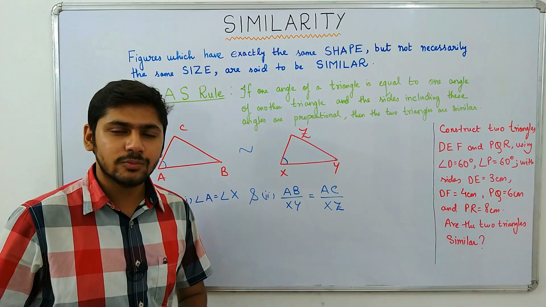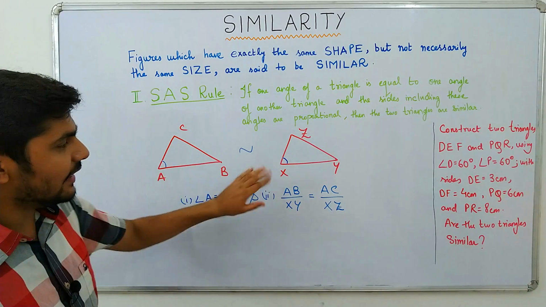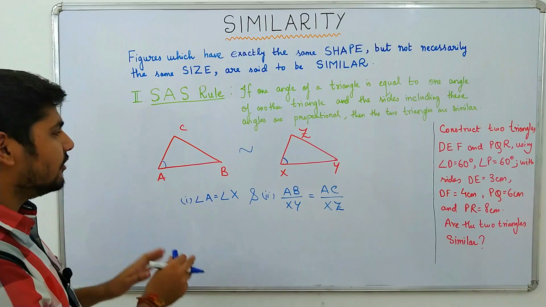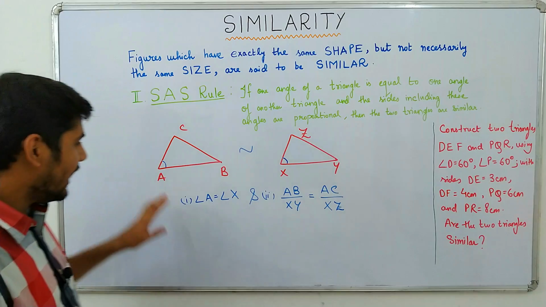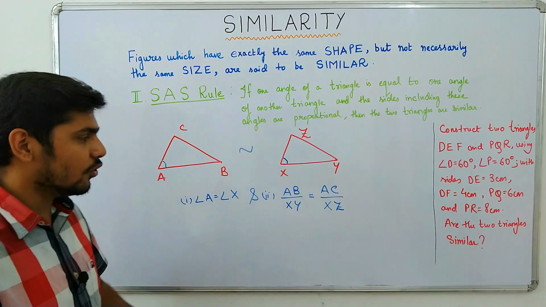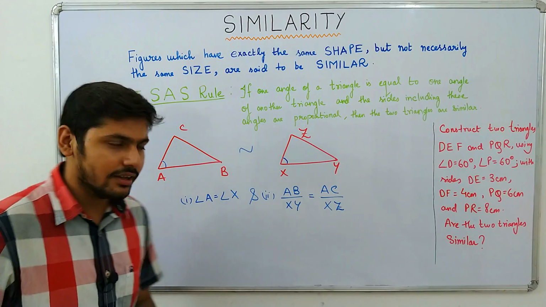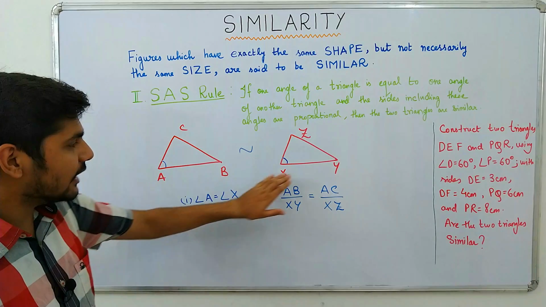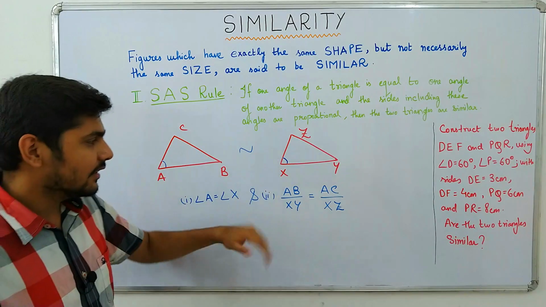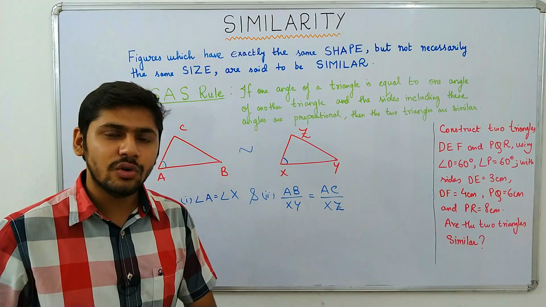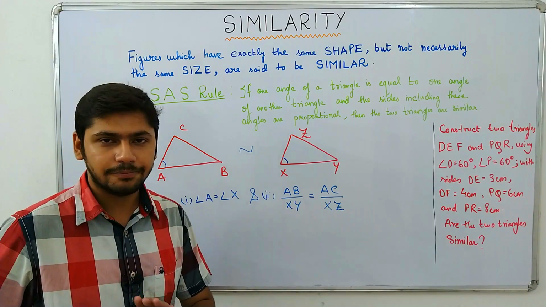Let me explain it to you once more. Imagine that you have two triangles, say triangle ABC and triangle XYZ. In both the triangles, say one angle of each of the triangles are equal. Angle A is equal to angle X over here. And the sides containing these angles are proportional. That means AB divided by XY will be equal to AC divided by XZ. Then using the SAS rule, we can say that both the triangles are similar to each other.